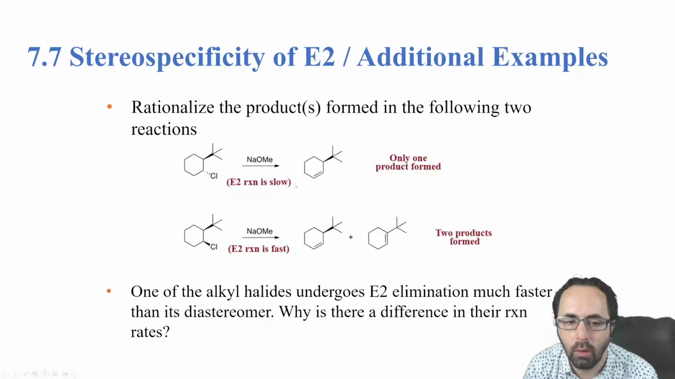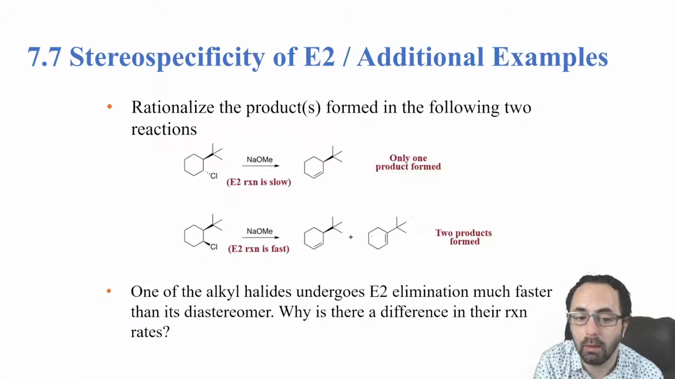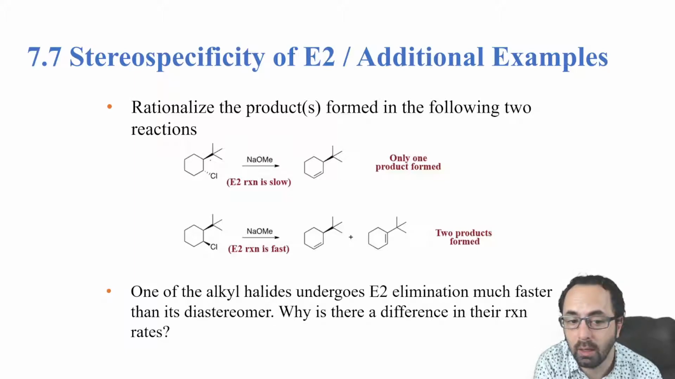Okay, so in this case here, this E2 reaction is very slow. It basically doesn't really occur very quickly. Why is that? Let's see. Well, it's because here we got this big group here that makes it so we can't do an elimination here. The reason is because remember that the hydrogen has to be antiperiplanar.